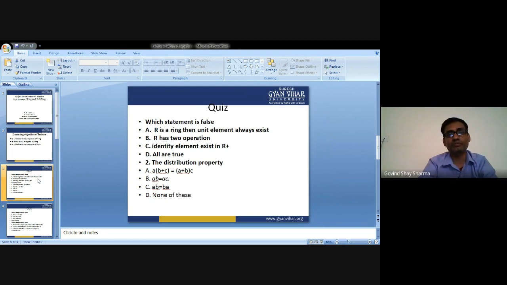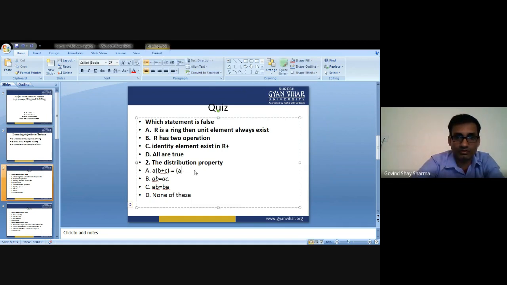The distributive property. What is the distributive property? A(B plus C) is equal to AB plus AC. This is called the distributive property. But there is an option already given, none of these, so we cannot say that. But the distributive property is A(B plus C) is equal to AB plus AC.